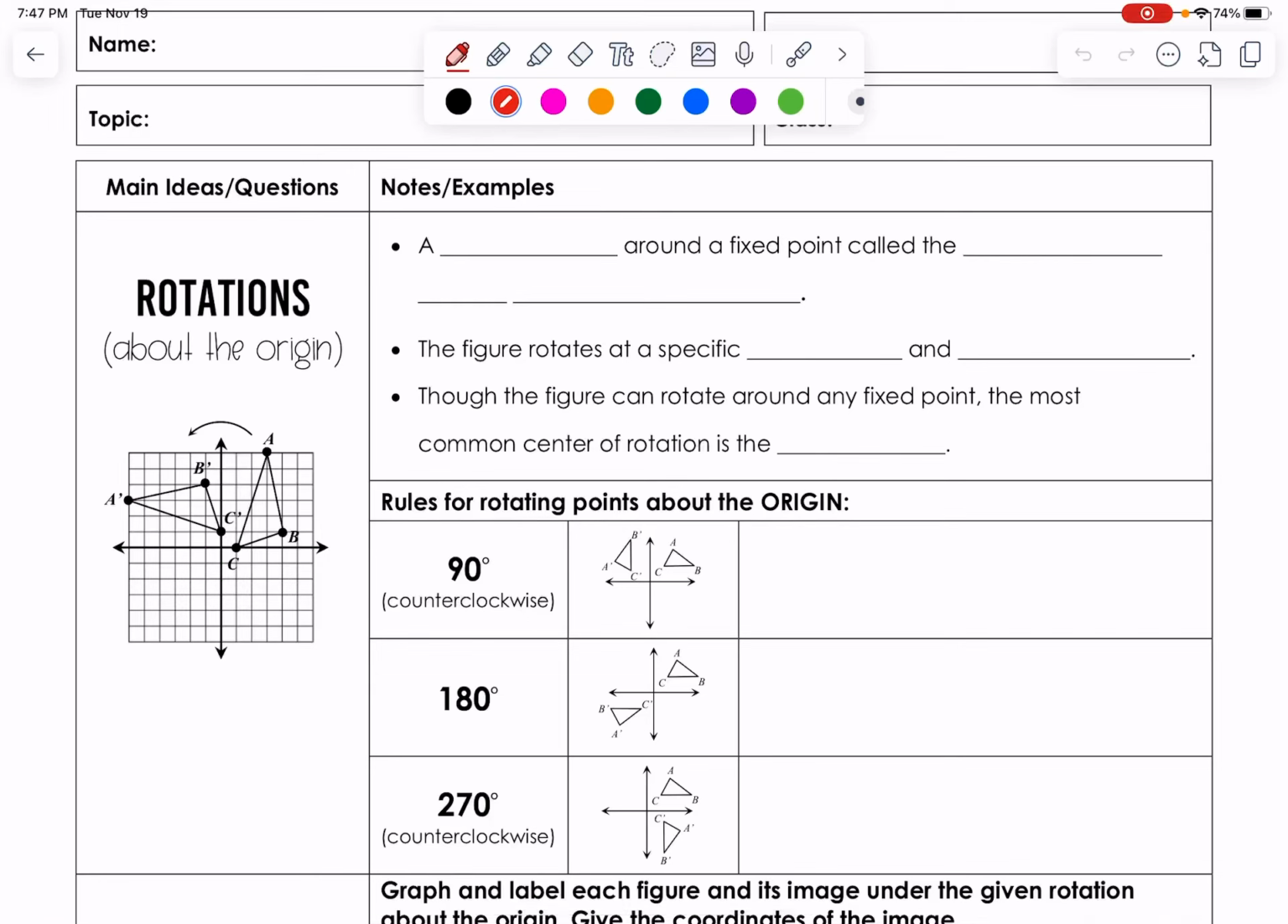In this video, we're going to be talking about rotations. We talked about translations and reflections. Now we're going to talk about rotations. A rotation is a turn about a fixed point called the center of rotation. A figure rotates at a specific angle and direction.